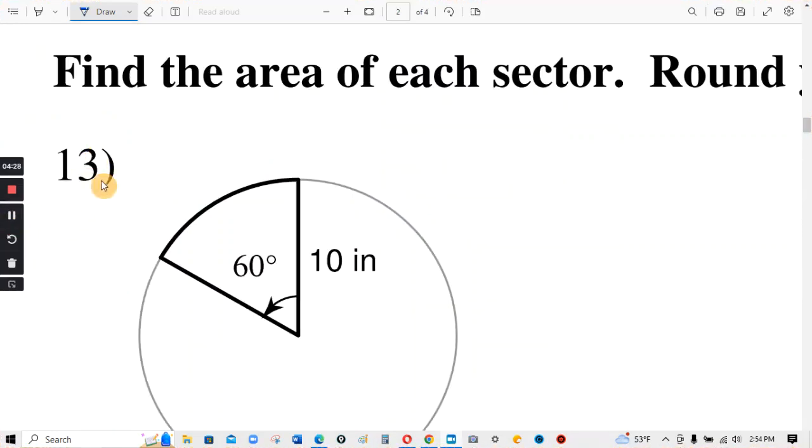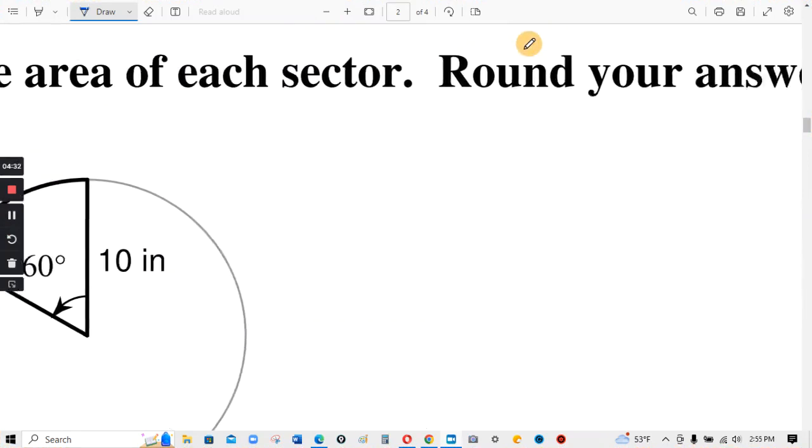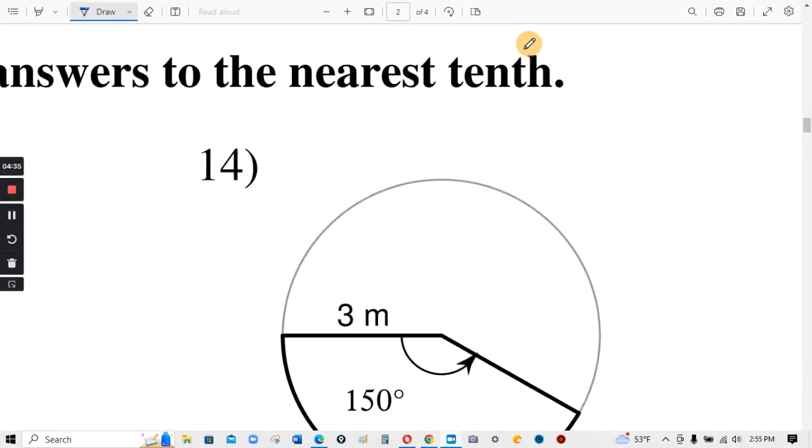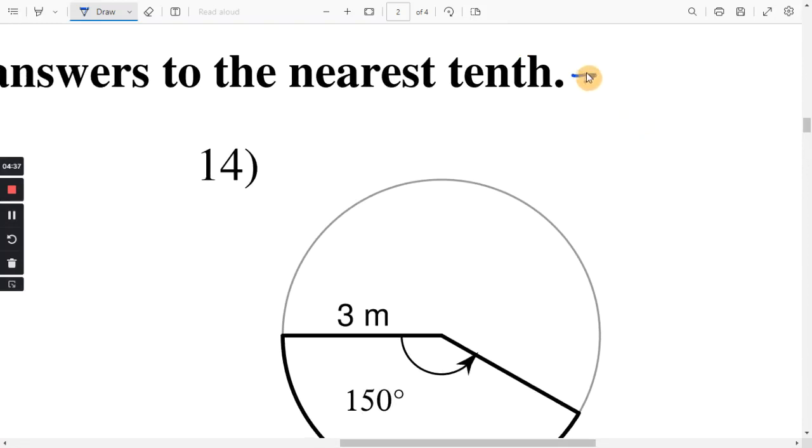Okay, starting with number 13, they want us to find the area of each sector and round your answer to the nearest tenth. So once again, that is just going to be 1 decimal.